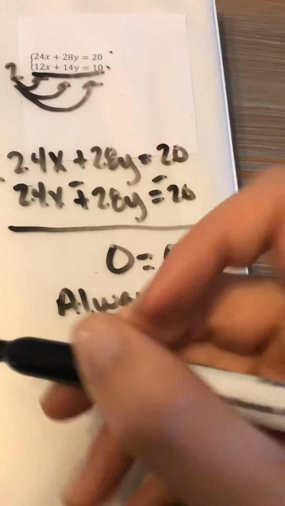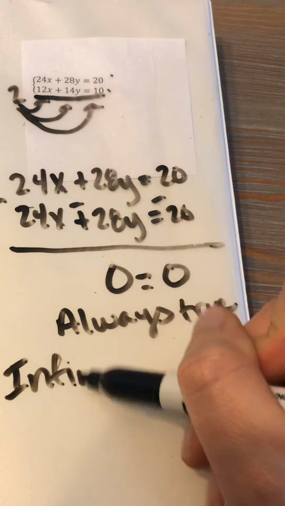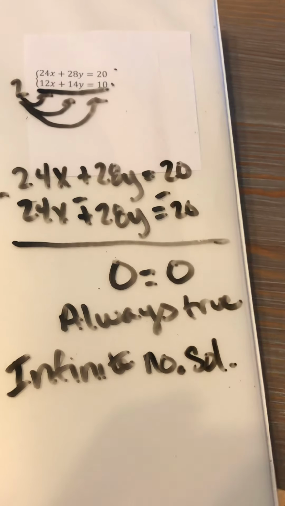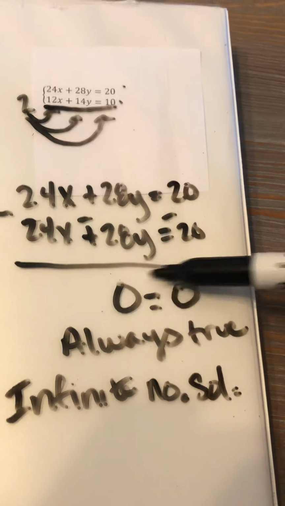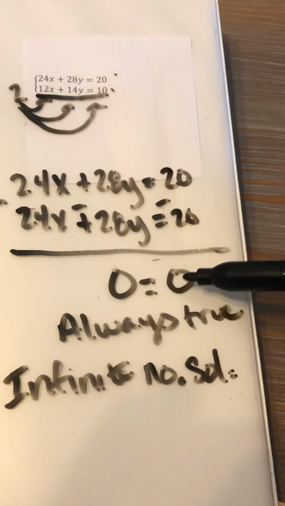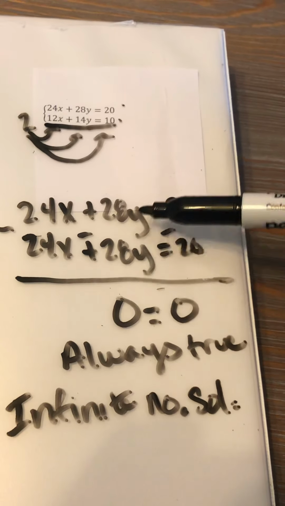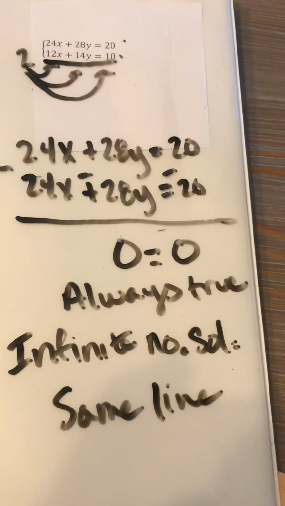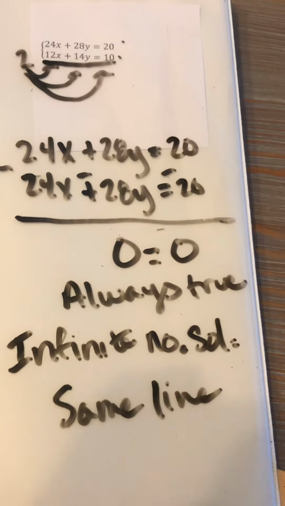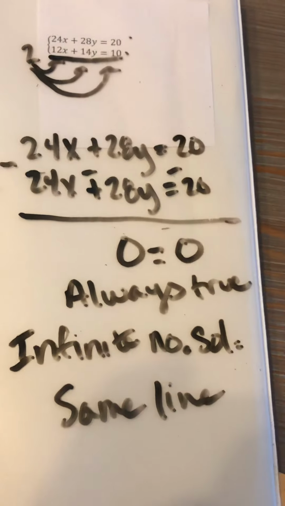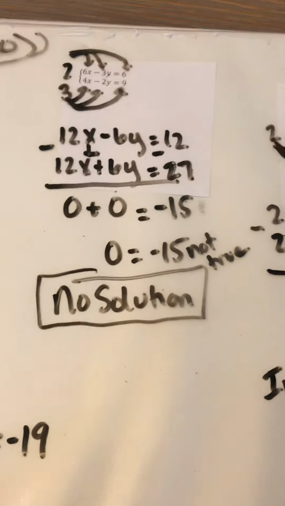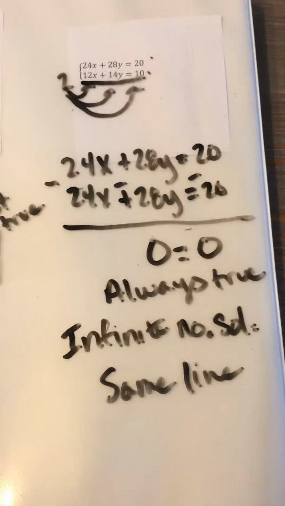Since this is always true, this is an infinite number of solutions. So an infinite number of solutions because this was always true. 0 always equals 0. And we could tell that because these two were the same line. So infinite solutions is going to be same line after you eliminate. So we could tell that we had 3 different outcomes with our 3 different problems. We found an actual solution here, no solution here because 0 does not equal negative 15. And then we had an infinite number of solutions because we had the same line.